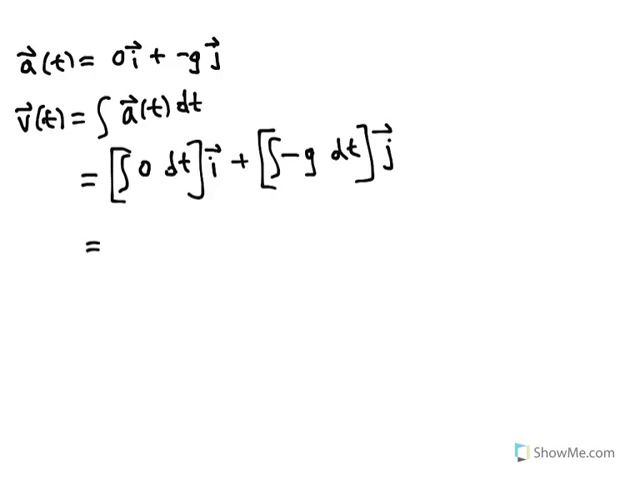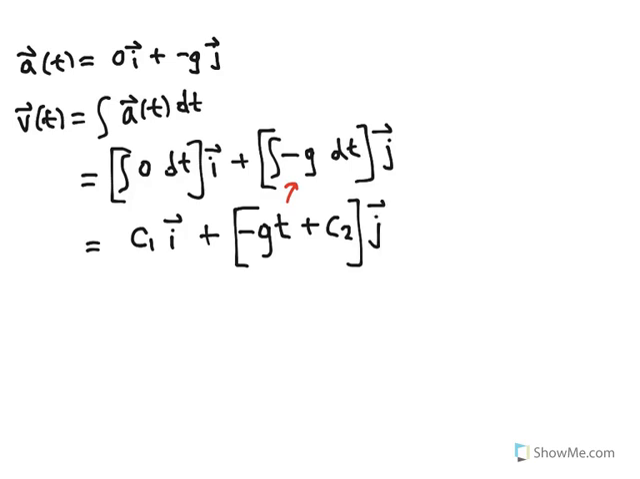So when you integrate the horizontal component, the integrand is 0, so the antiderivative would be just some constant. So I write c sub 1 i. And when you integrate the vertical component of the acceleration vector, the integrand is a constant. It is negative g, so the antiderivative of that with respect to t would be negative g times t. When you differentiate negative g times t with respect to t, you get negative g, plus a constant of integration, c sub 2 j. So now we have found the velocity vector, but I need to figure out the values of these two constants of integration. So how do we do that?